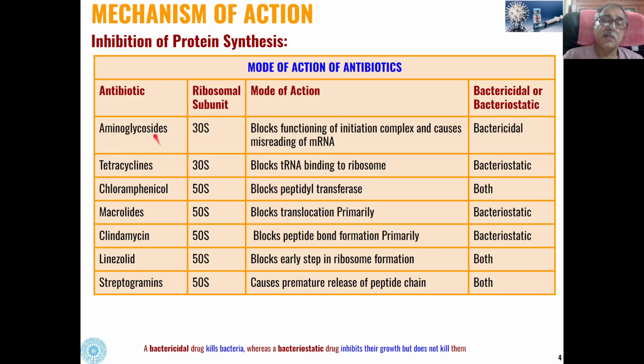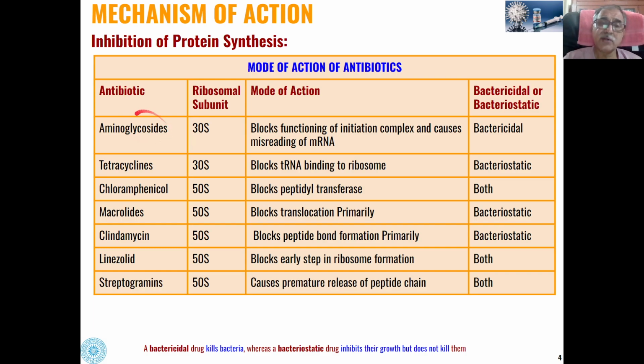Now these are the commonly used antibiotics or antibacterial agents, and this is the subunit on which they will act, and this is how they will inhibit the protein synthesis. The ultimate result is that they can either be bactericidal or bacteriostatic. Bactericidal means they will kill the bacteria. Bacteriostatic means they will inhibit the growth of the bacteria, but they won't kill the bacteria. So this is the difference between bactericidal and bacteriostatic.